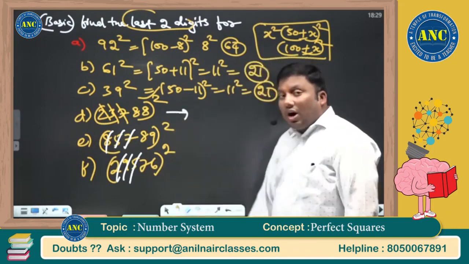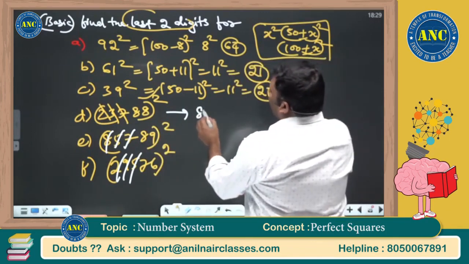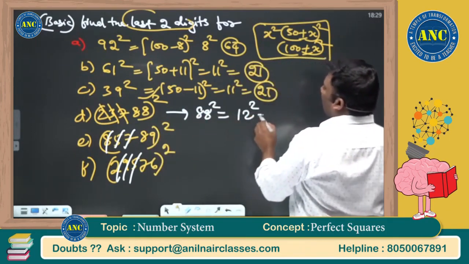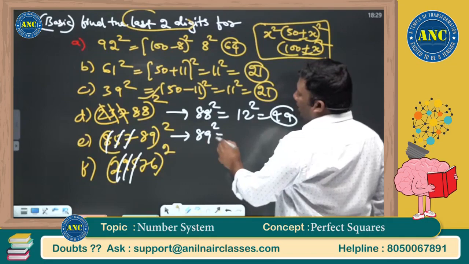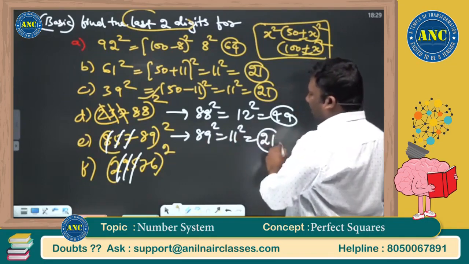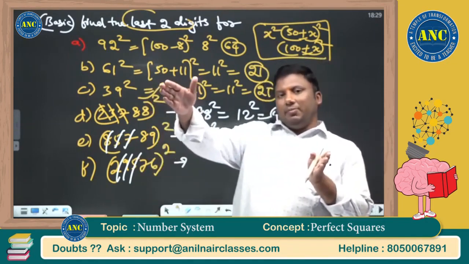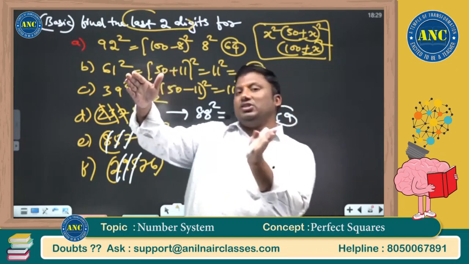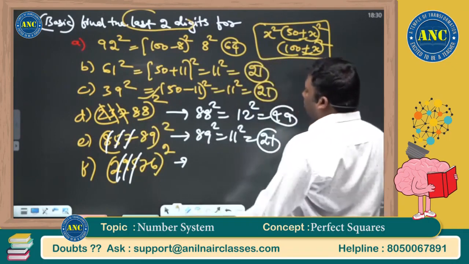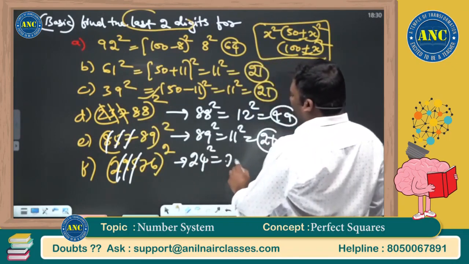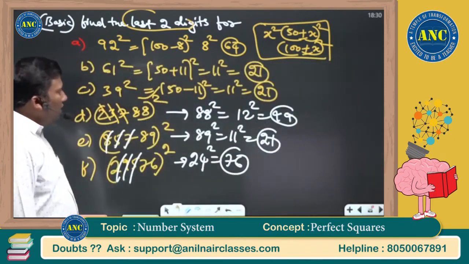88 square. Check how much it is more than 50 or less than 50. 88 is 12 less than 100. 12 square is 144, so 44. 89 is 11 less than 100, 11 square is 121, so 21. 76 square. 76 is 26 more than 50 or 24 less than 100. So 24 square or 26 square gives 576, so 76.